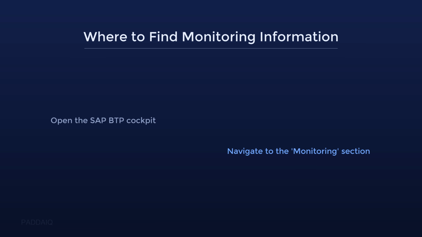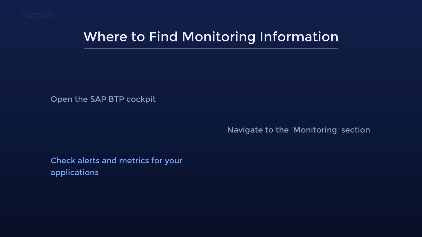Navigate to the monitoring section. This means going to the specific area in SAP BTP where you can check the health and performance of your applications and services. For instance, if your app is running slowly, you go there to view logs and metrics. This is your central hub for all operational insights.